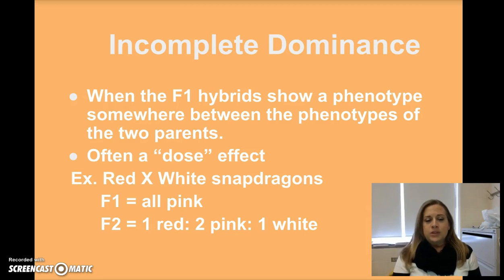So we'll start with incomplete dominance, and this is when the F1 hybrids show a phenotype that is somewhere between the phenotypes of the two parents. We often call this a dose effect, and a really good example is with snapdragons. These are flowers. You see 3 different colors of these flowers, but if you were to cross a red with a white, you will get an F1 generation that is all pink. Then if you cross the pink, you'll get an F2 generation that shows a 1 to 2 to 1 ratio of 1 red to 2 pink to 1 white.